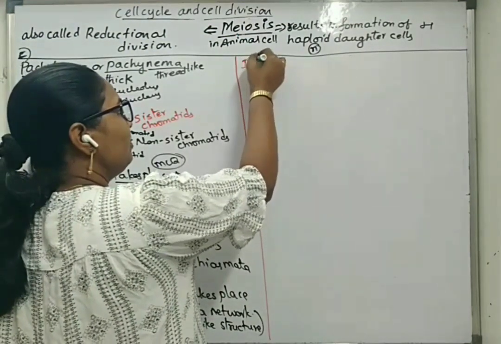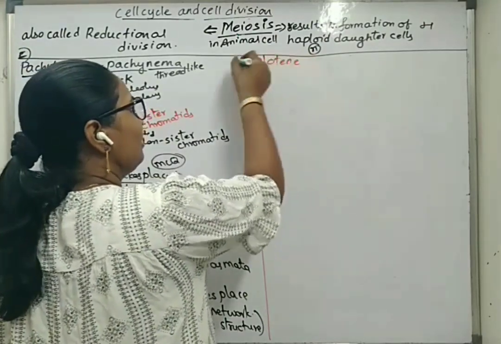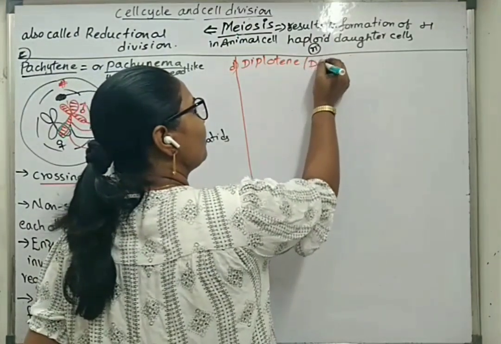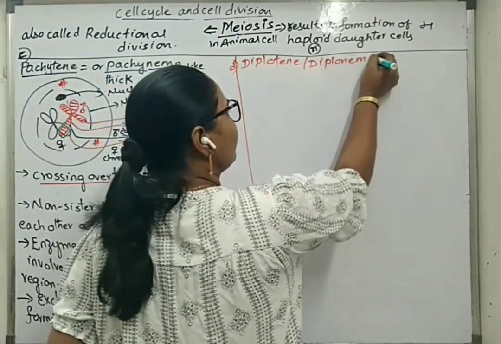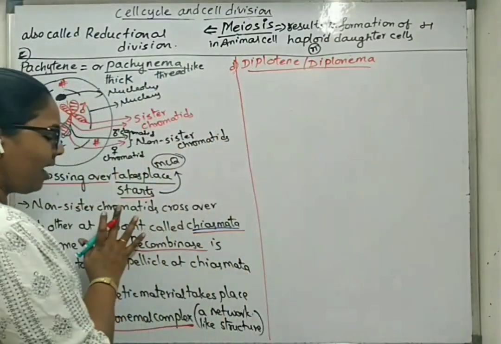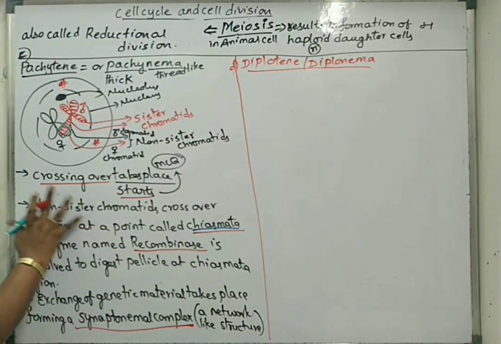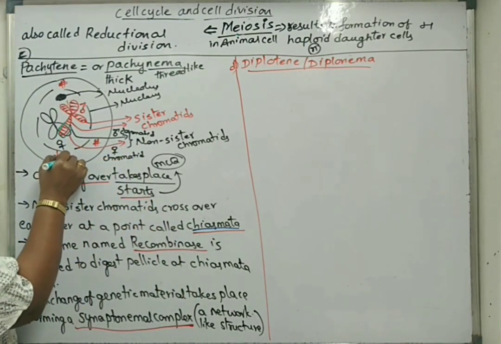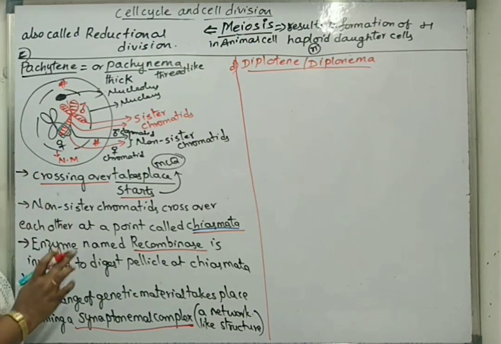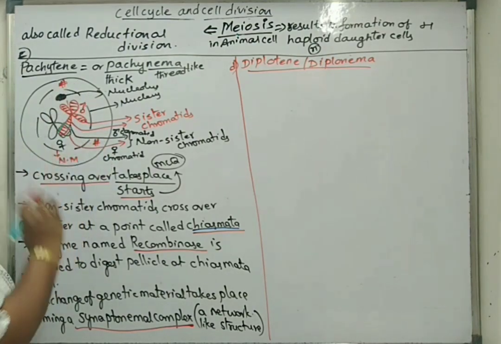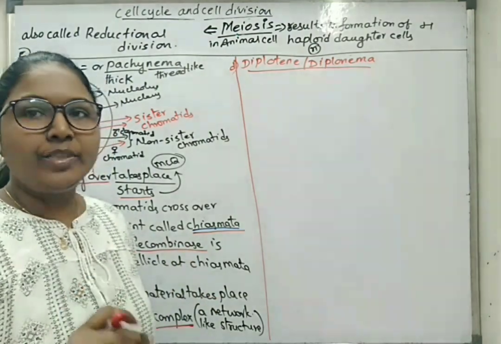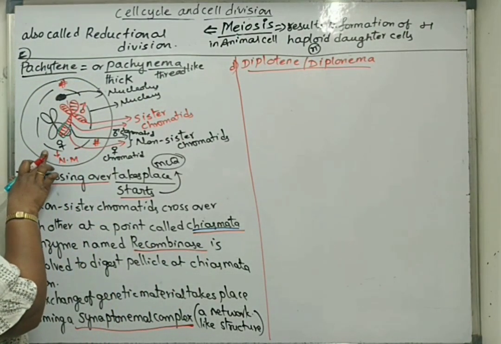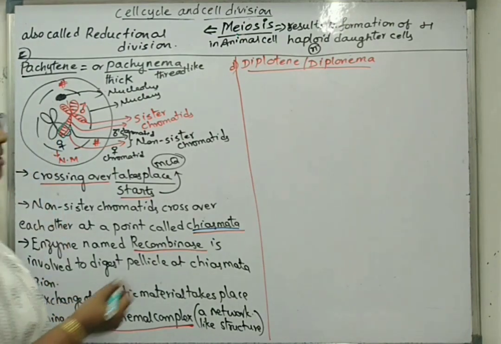Next is Diplotene or diplonema. This is the fourth substage of prophase 1. So what changes happen after Pachytene in the Diplotene stage? Now, here we have the nuclear membrane, cell organelles, and centrioles also present. Now, centrioles start moving to opposite poles. The nuclear membrane of the nucleus starts disappearing. Even the nucleolus also disappears.